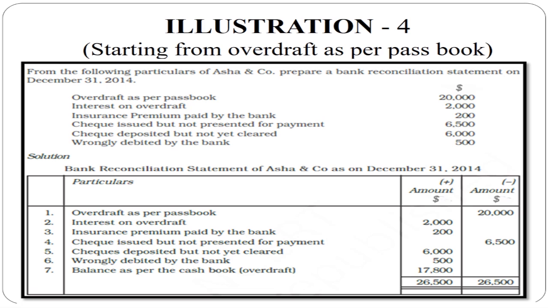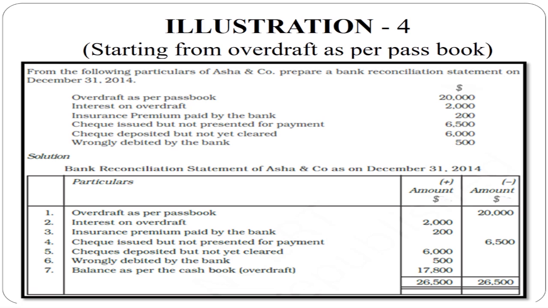Overdraft as per passbook, $20,000. Interest on overdraft, $2,000. Insurance premium paid by the bank, $200. Checks issued but not presented for payment, $6,500. Check deposited but not yet cleared, $6,000. Wrongly debited by the bank, $500. Now, let's move on to its solution.